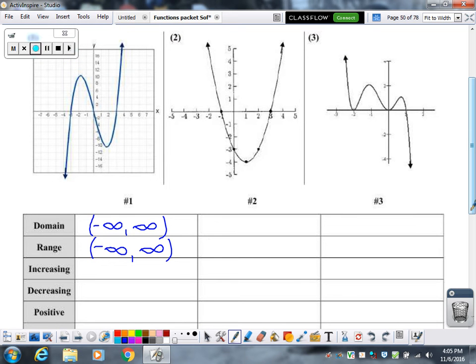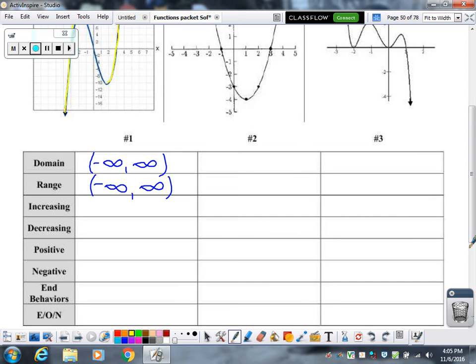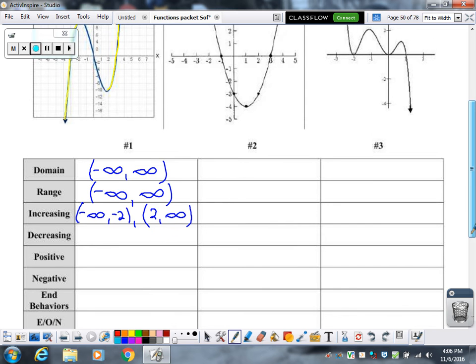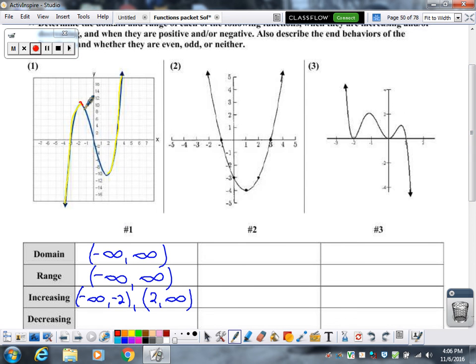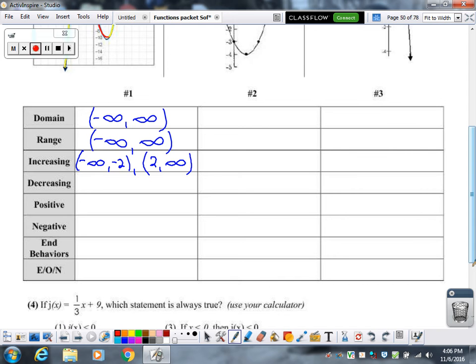Where is the function increasing? The function is increasing, again, from left to right. It's increasing from negative infinity to -2, and it's increasing again from 2 to infinity. So those are the 2 intervals where the function is increasing. Don't forget, we're using the x values to describe what the y values are doing. It is decreasing in the other interval. We can't have the same intervals be in the answer for both of these questions. It is decreasing from -2 to 2.